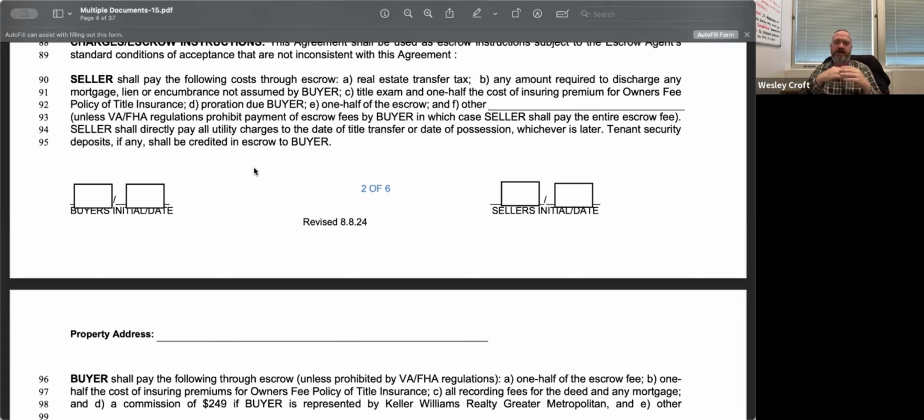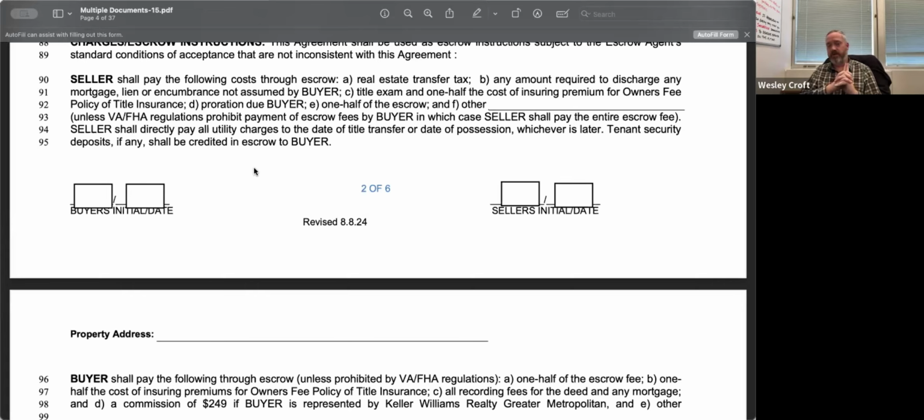Okay. C, the title exam and one-half the cost of insuring premium for owner's fee policy of title insurance. So half the cost of title insurance. Any proration due to the buyer. So this is that proration that we just talked about. One-half of the escrow, and then F for anything other than that. Also on line 94, seller shall directly pay all utility charges to the date of title transfer or the date of possession, whichever is later.